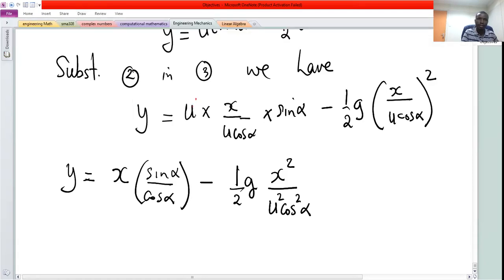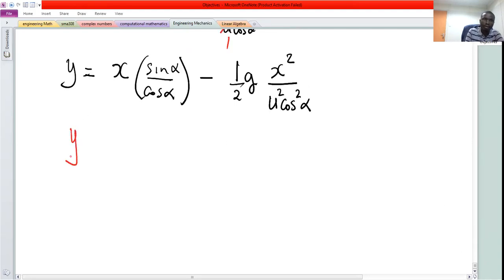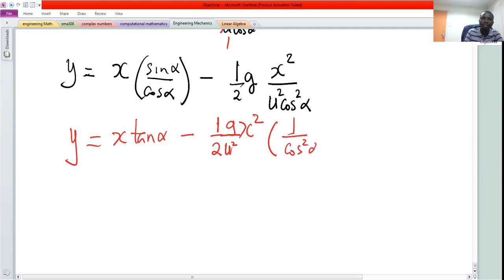So you can show that this and this have crossed out. So we'll have y. Remember, sine over cos is tan, so the x tan alpha minus a half g. I can put this u squared here, and then x squared 1 over cos squared alpha. Here the same term. But we know that cos squared alpha plus sine squared alpha is 1.